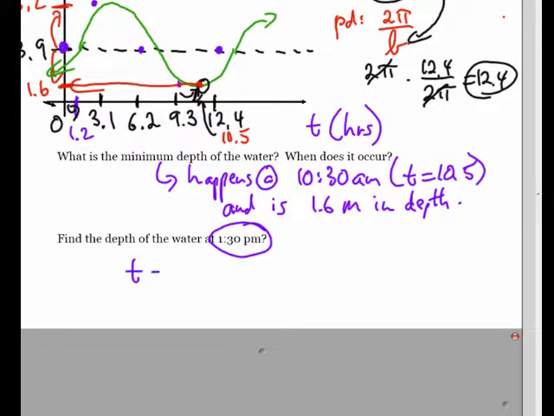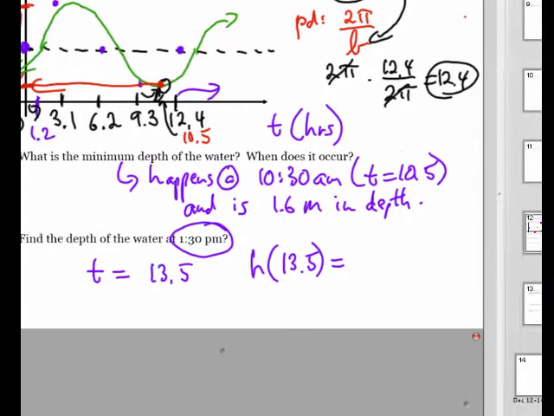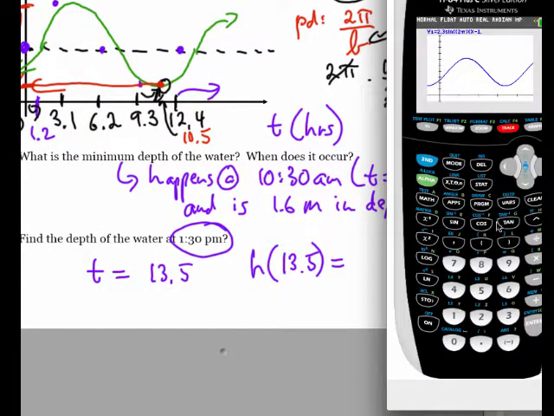So 1:30 p.m., remember, because time is on the 24-hour clock here, we're going to continue to go 13, 14. 1:30 p.m. would be equivalent to 13.5 for t. And so what we need to find is the height of the water at t equals 13.5. And this is a perfect situation for which to use the calculator. Trace 13.5, and the depth of the water at that moment in time would be 3.78 meters.